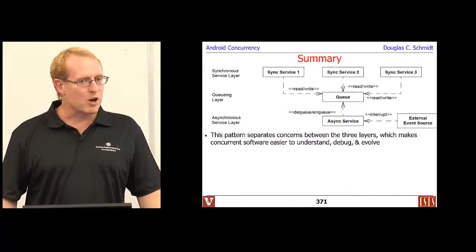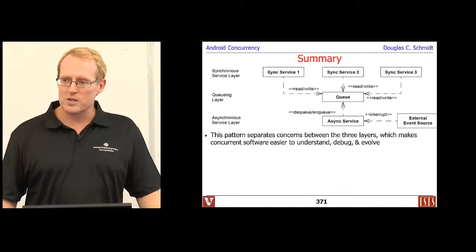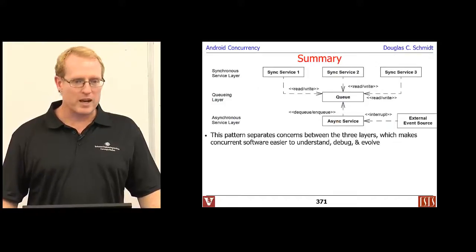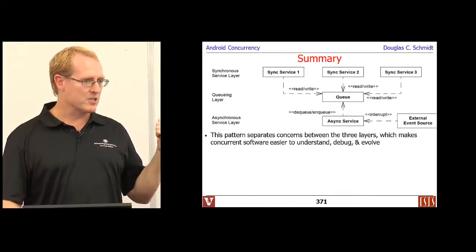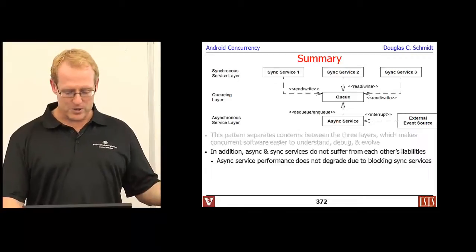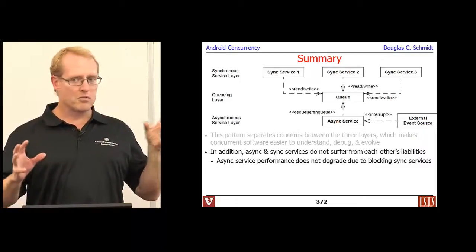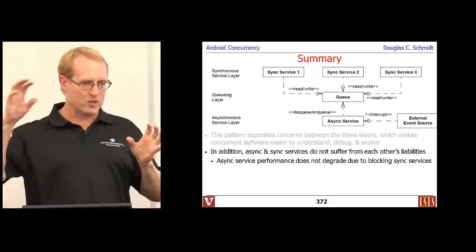To summarize, Half-Sync/Half-Async works to simplify your solutions by breaking them up into three layers, which makes things easier to debug, evolve, and understand. We don't force people to do asynchronous stuff where synchronous stuff makes sense.